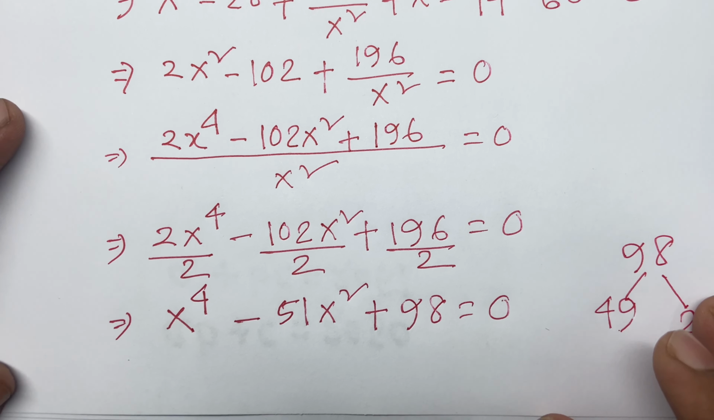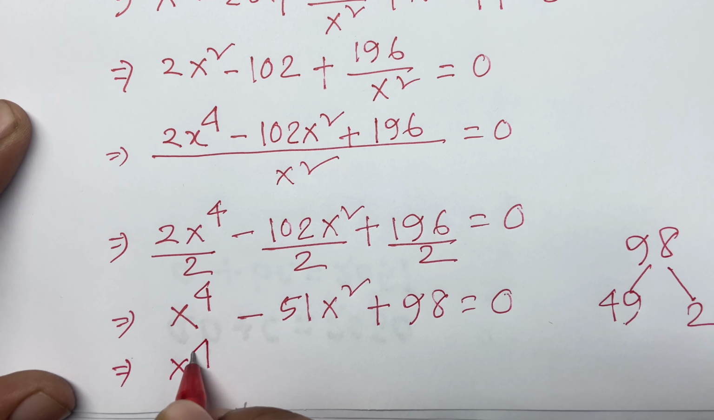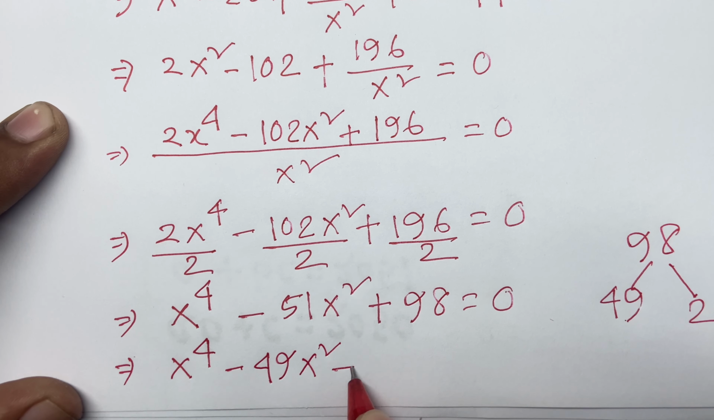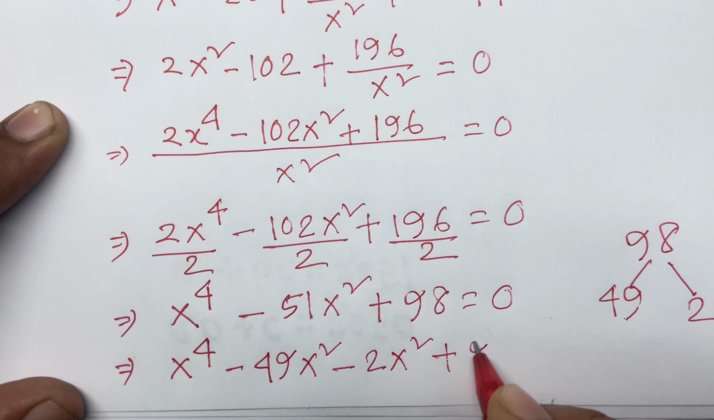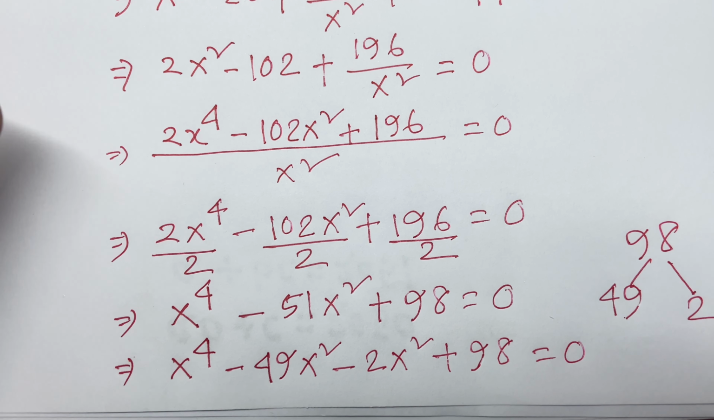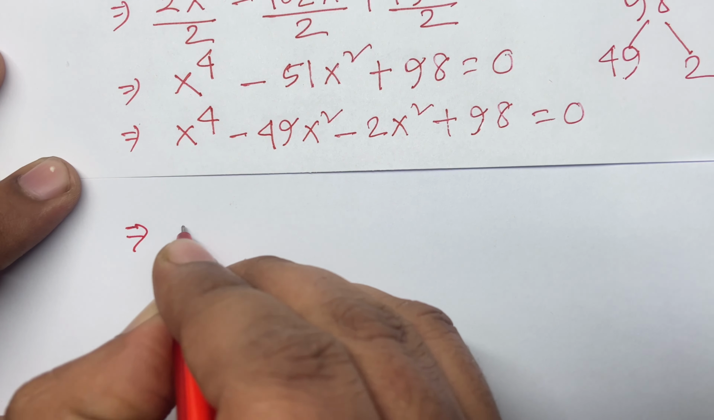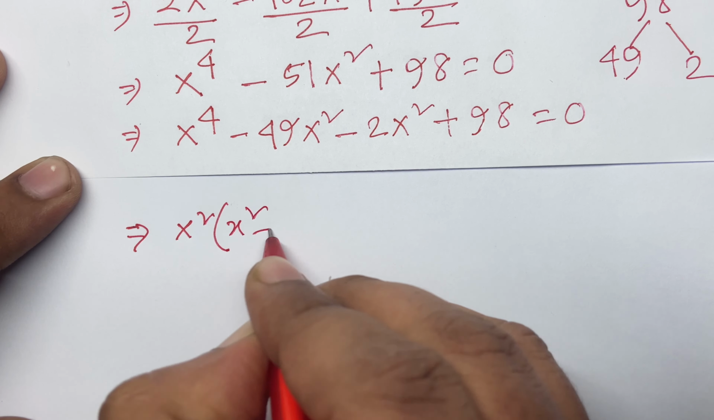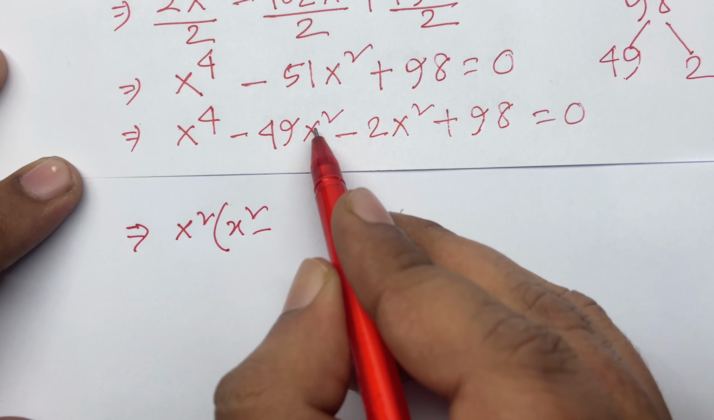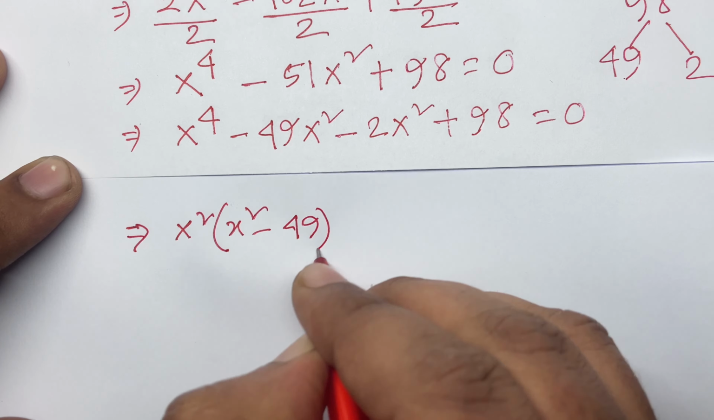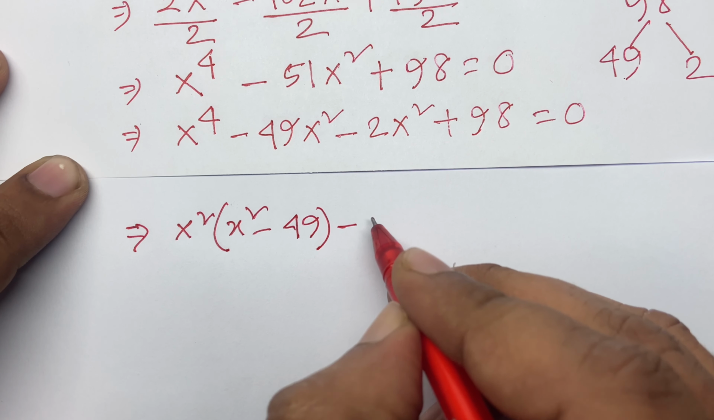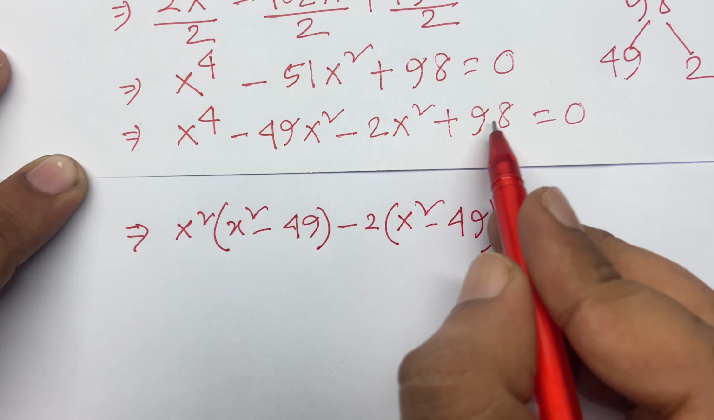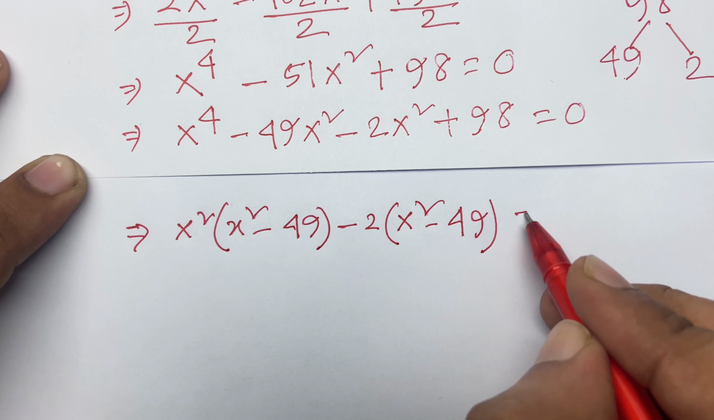So if I factorize, this time I can say x to the power 4 minus 49x square minus 2x square plus 98 equal to 0. Now x square is common. This time I can say x square (x to the power 4 divided by x square equal to x square) minus 49, and minus, here 2 is common, so I can say x square minus 49, because 98 divided by 2 is equal to 49, equal to 0.